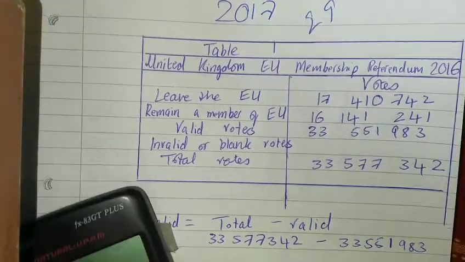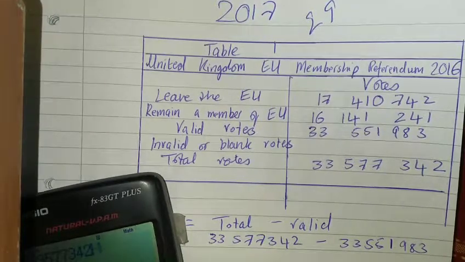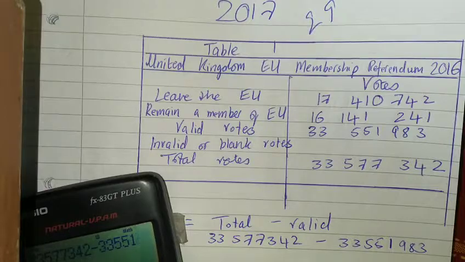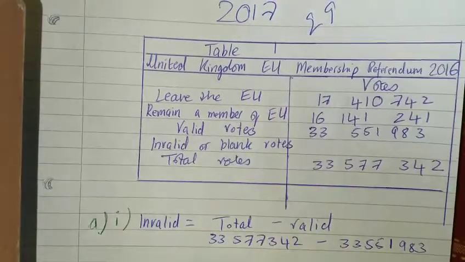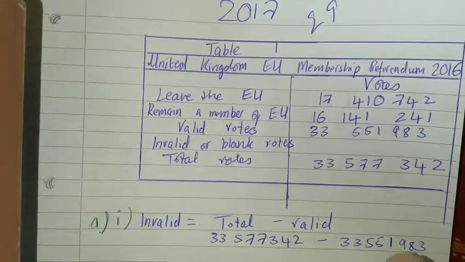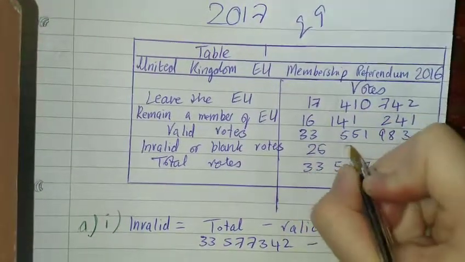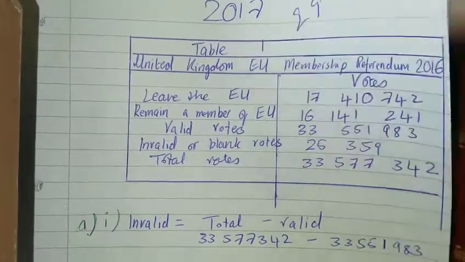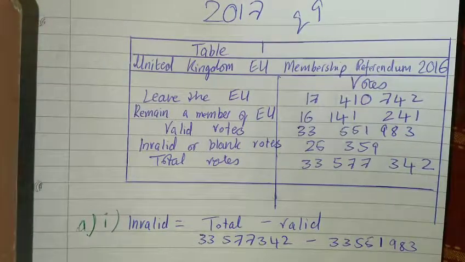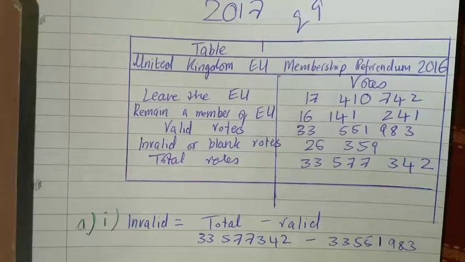33,551,983. So that gives us 25,359. So we're to write that into the table. So 25,359, that is the amount of invalid votes.